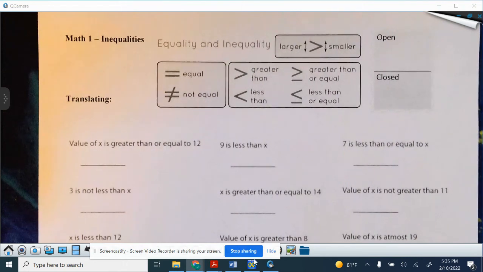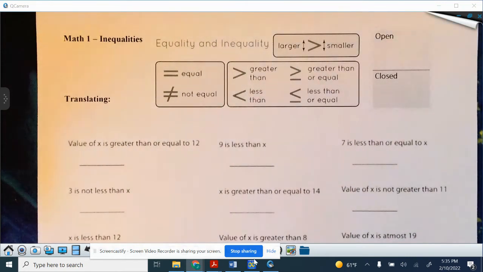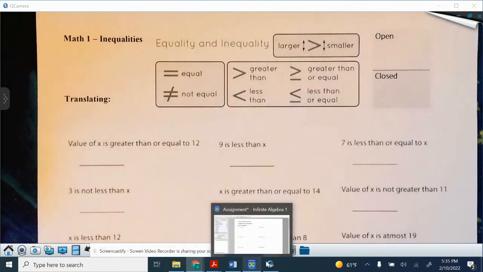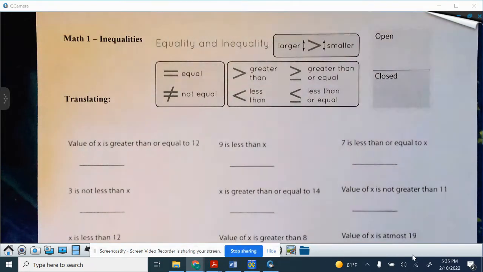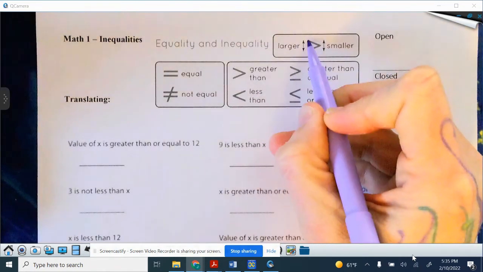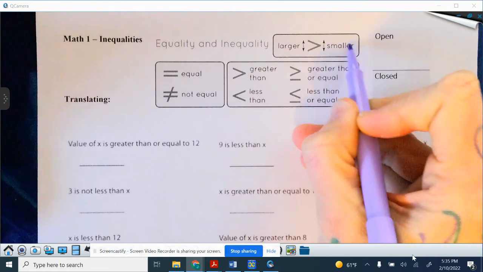All right, guys, so this is the intro for our class on equalities and inequalities. We're going to start pretty basic and work our way up to two-step and one-step equations and solving. First of all, just as a reminder, the larger goes on the open side of your inequality and the smaller goes on the right-hand side.